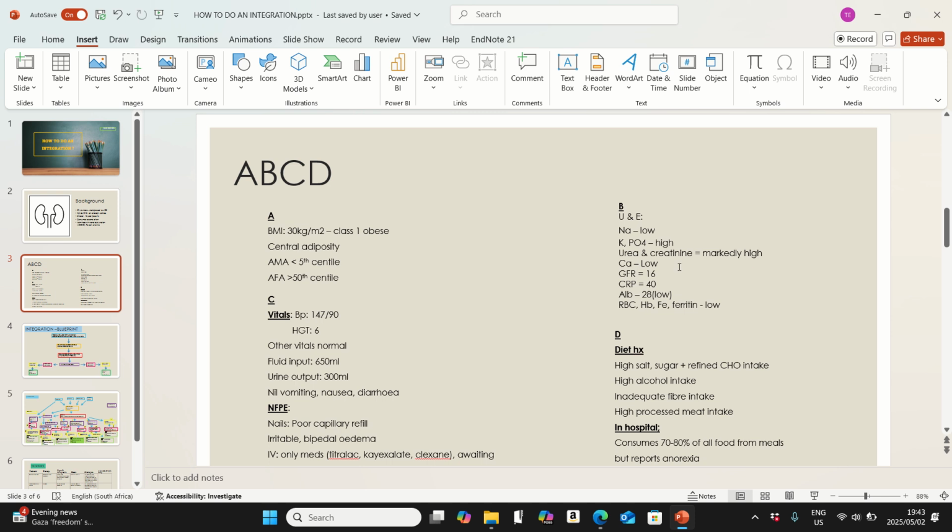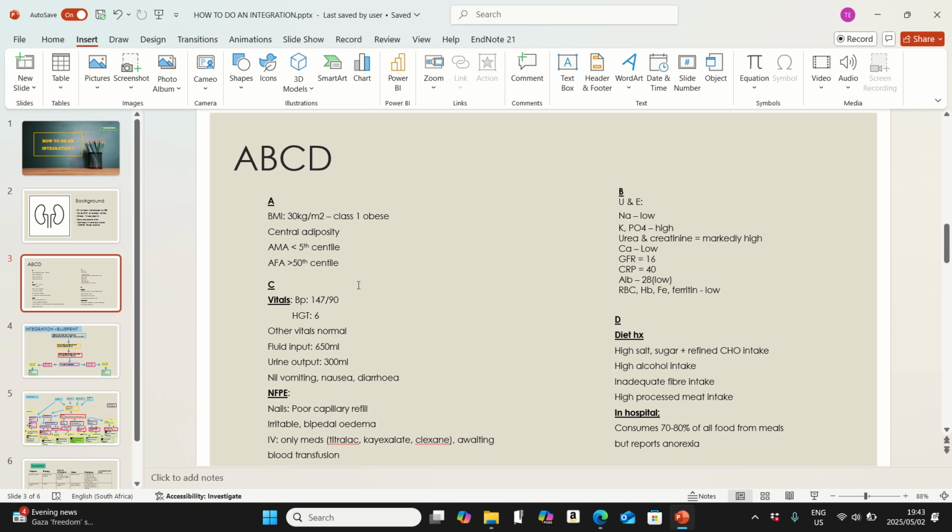And then he had low calcium, the GFR of 16, so not quite stage 5 as yet. He had a high CRP and a low albumin of 28. And he had low RBC count, the hemoglobin, iron and ferritin stores were low. So that indicates the iron deficiency and anemia.